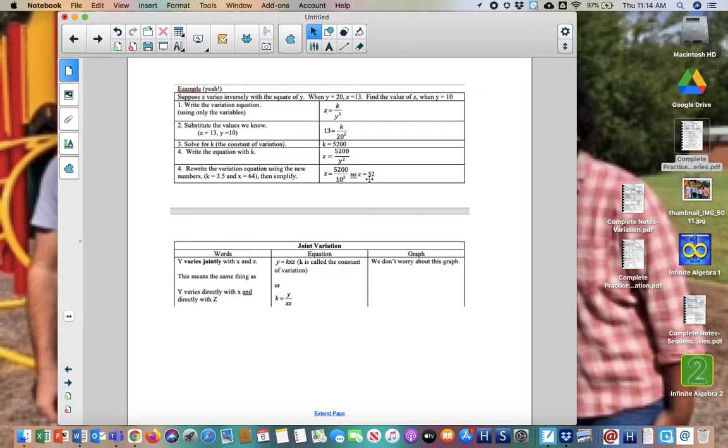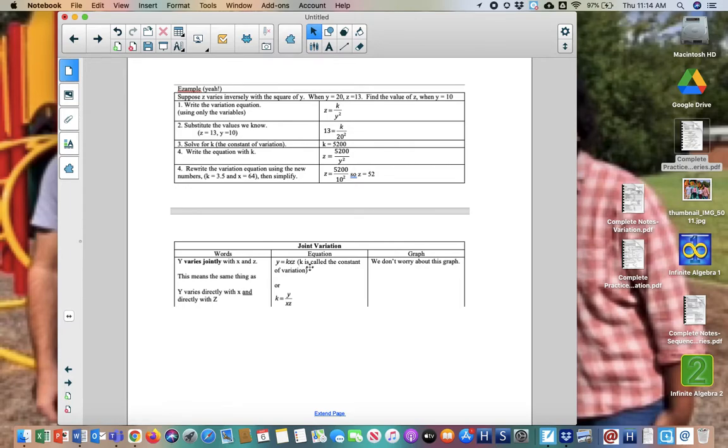Okay? So that is how we would write the initial equation, solve for k, rewrite it with the k, and then solve for our variable for an inverse variation. Okay? Last but not least is joint variation. So what is joint variation? y varies jointly with x and z. This means the same thing as y varies directly with x and directly with z. So really it's the same thing as direct variation in the sense that the k is multiplying. It's just not multiplying with one variable, it's multiplying with, in this case, two variables, more than one variable, right? So y equals k x z.